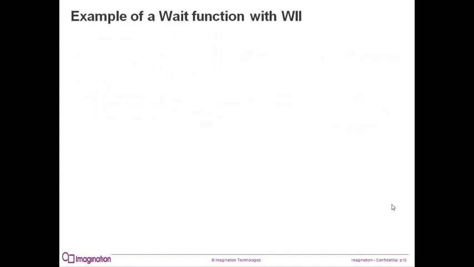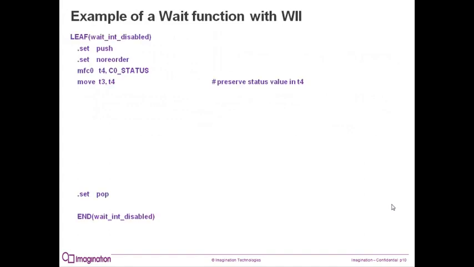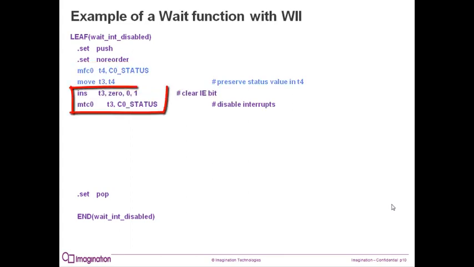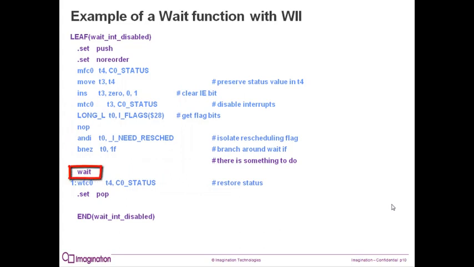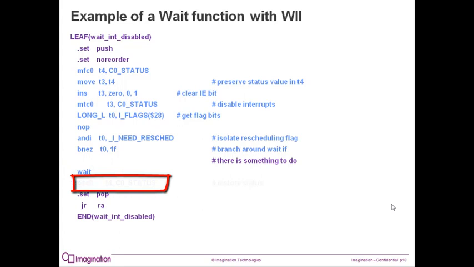Here is an example of the simplified code. The status register is read and that value is preserved. The code explicitly clears the interrupt enable bit and moves it back to the status register. Now the code gets and checks the I need reschedule flag, and if it is set, it branches around the wait instruction. If the I need reschedule flag is clear, the wait function is executed. When the wait is interrupted, the status register is restored and the wait loop is exited.